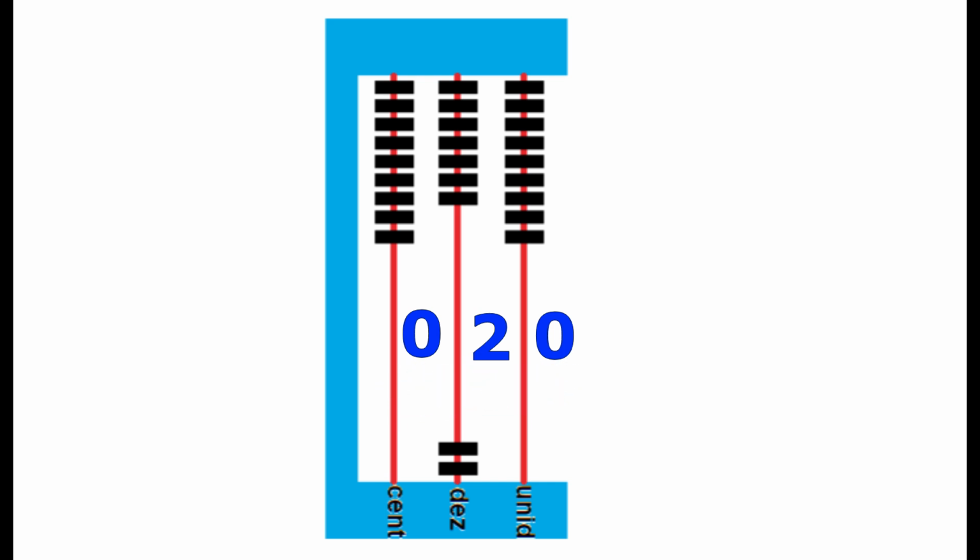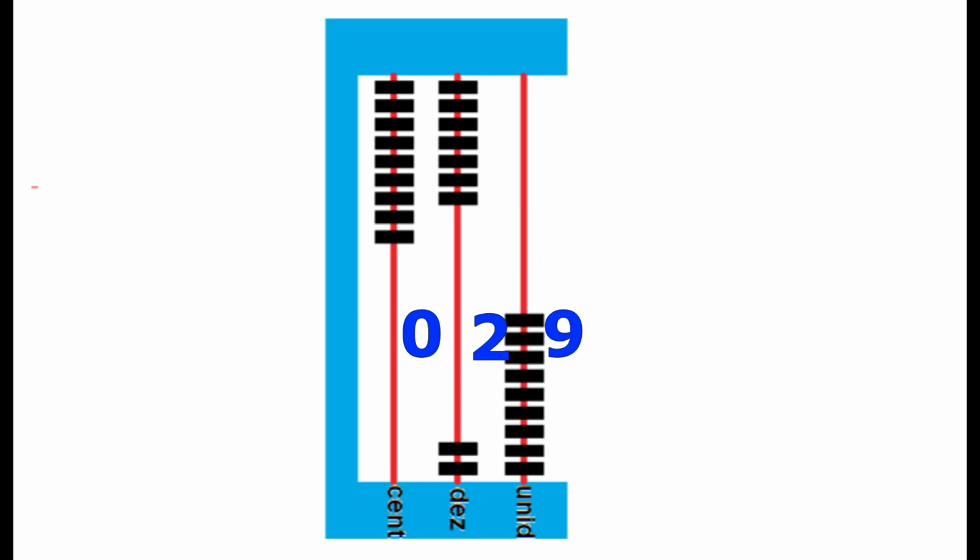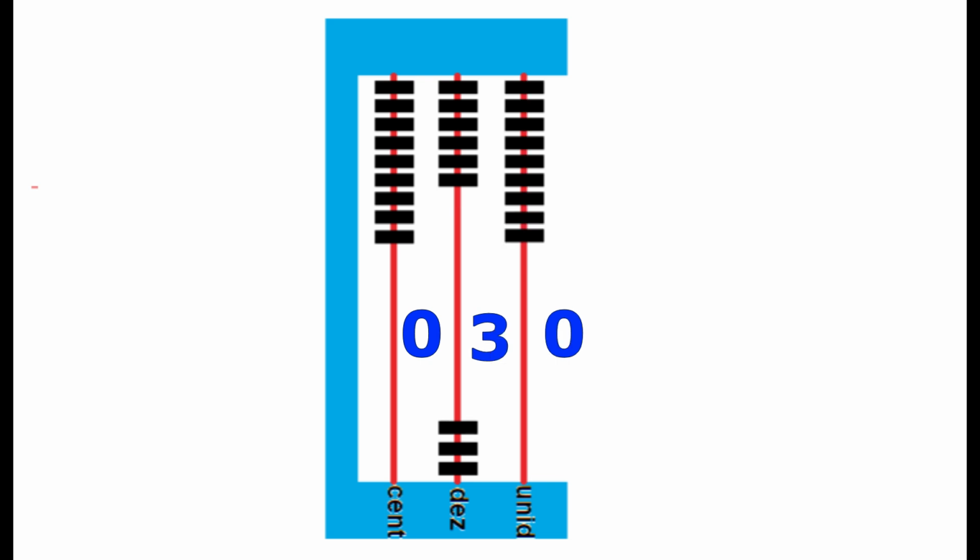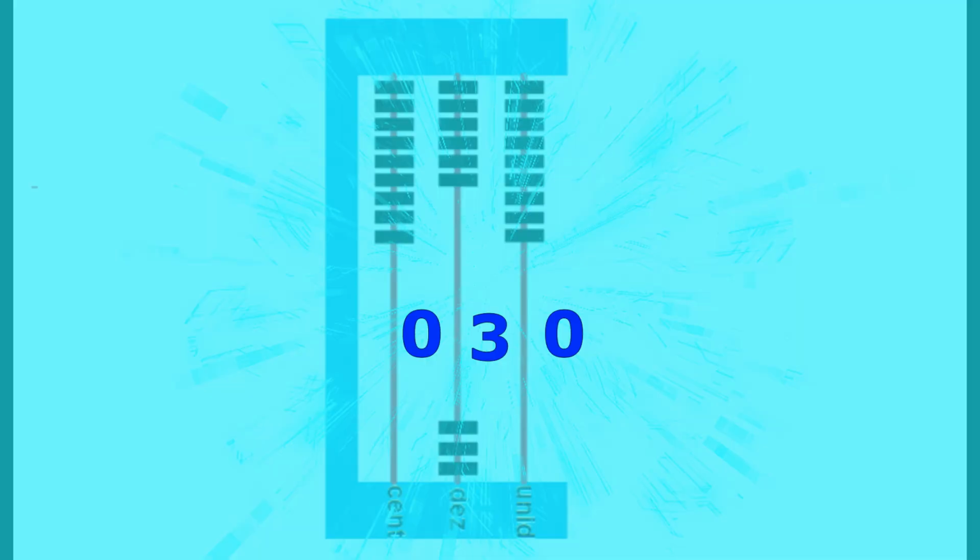To form 21, we move a single bead from the units to the lower position. And 22, precisely, like this. We continue until we reach 29. And then, what comes next? That's right, 30. Progressing further, let us consider the number 99.